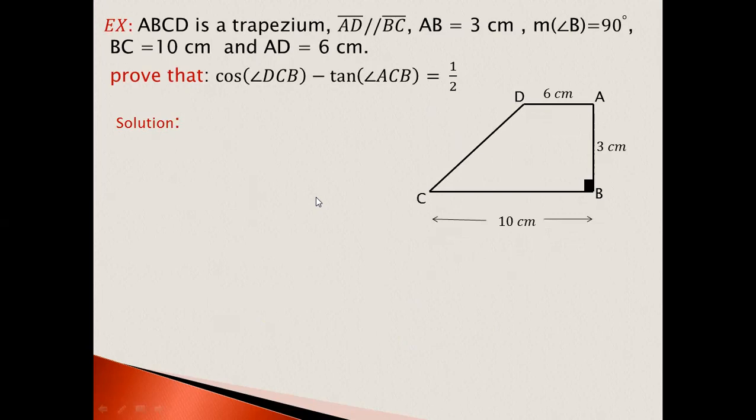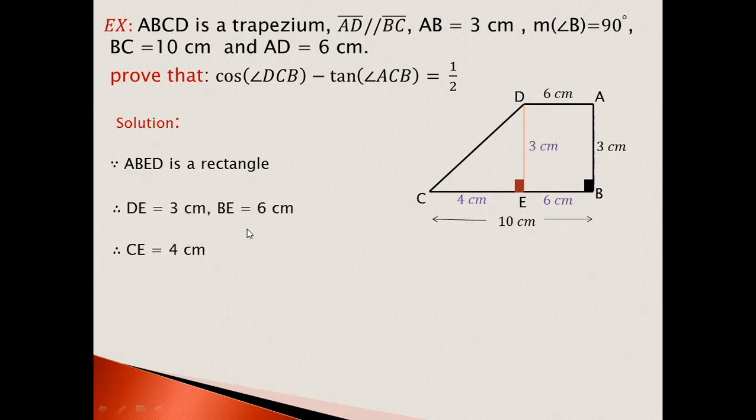At the first, we need to make a construction. We need to draw a height DE perpendicular to the base BC. Now we got a rectangle. ABED is a rectangle. That means we can deduce that DE equals the side AB equals 3 centimeters, and BE equals AD equals 6 centimeters, because we know that each two opposite sides in the rectangle are equal in length.